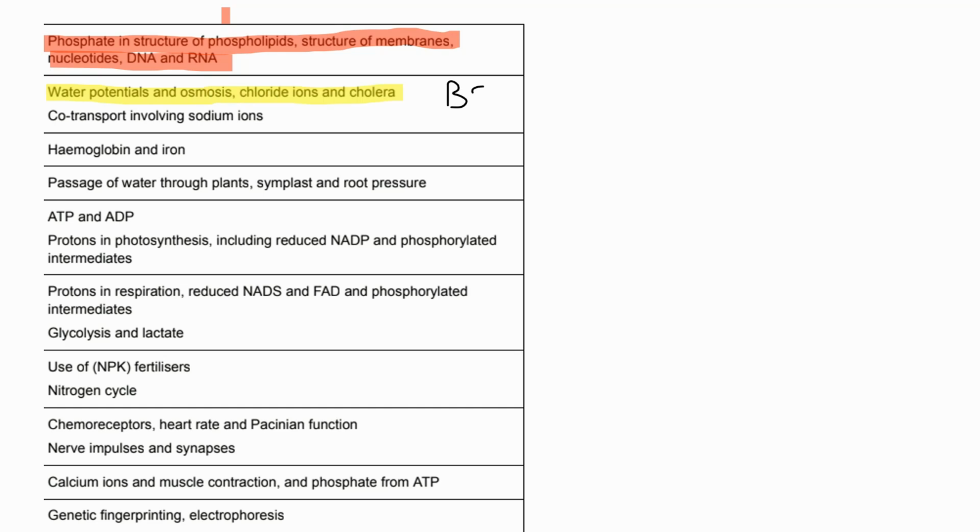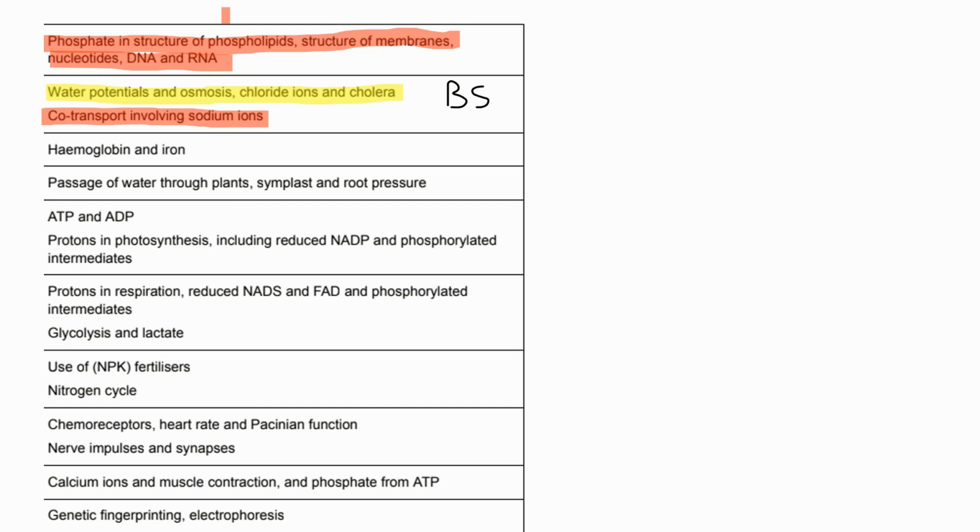Water potential, osmosis, chloride ions, and cholera. You can tell this is from the old spec because cholera is no longer on that. So BS means beyond the specification. It doesn't stand for that rude word which might describe my videos. Co-transport involving sodium ions. That's a brilliant one, and I didn't cover that in this essay, but you can talk about the co-transport mechanism. It's a bit similar to the cholera mechanism there.